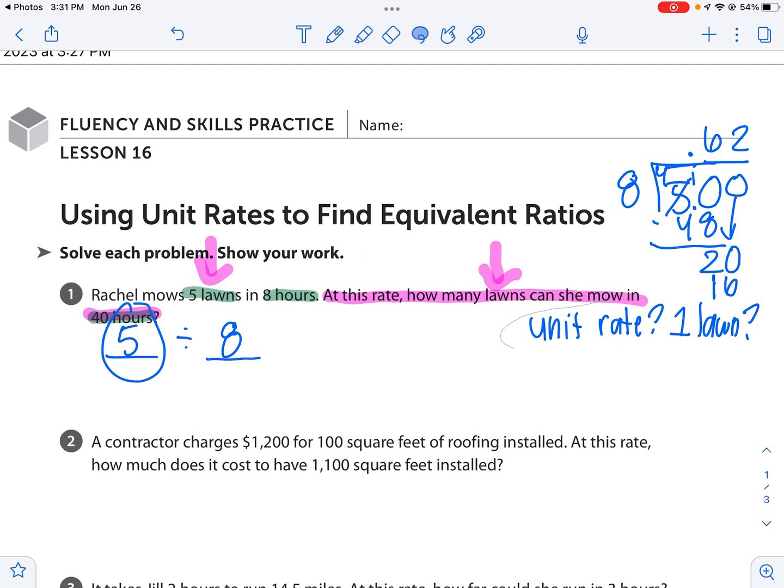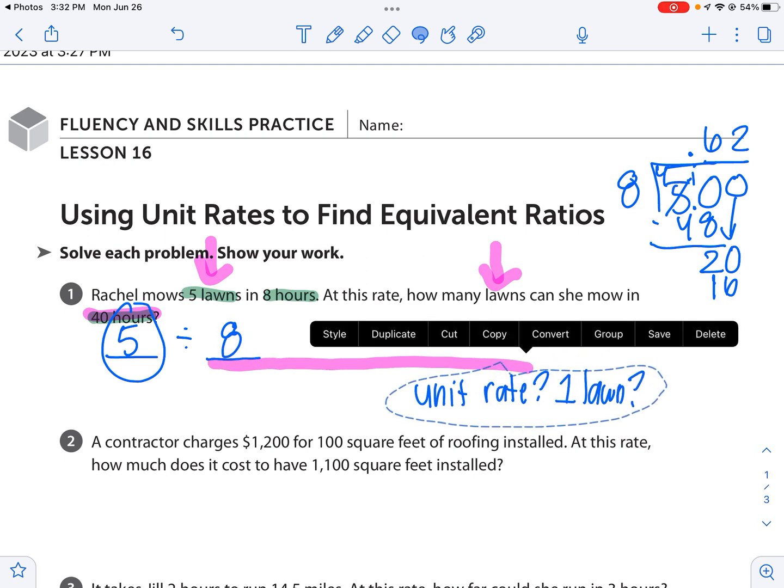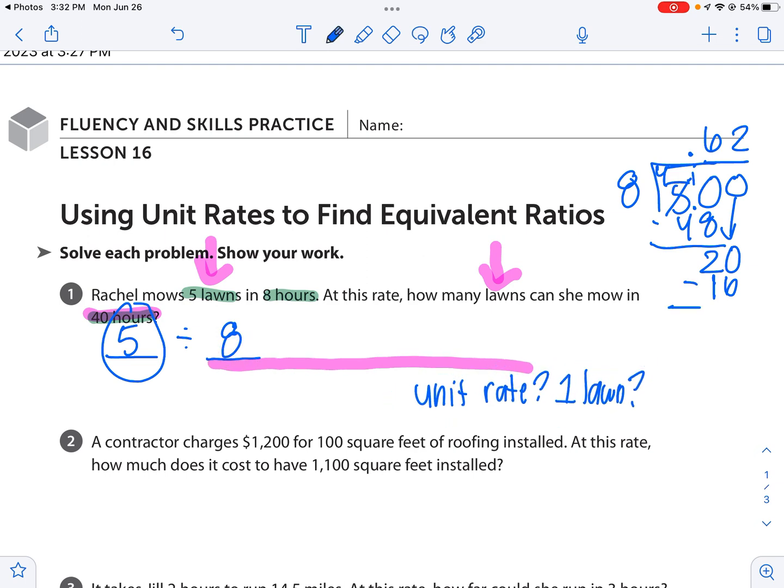Let me move this over. Oh, move my highlighting also. Okay, 20 minus 16 is 4. Remember, you keep going until you have 3 numbers behind the decimal. And so far I only have 2, so I need 1 more. Add another 0. How many times can 8 go into 40? That is 5. I'll go ahead and stop there since I have 3 numbers behind the decimal.